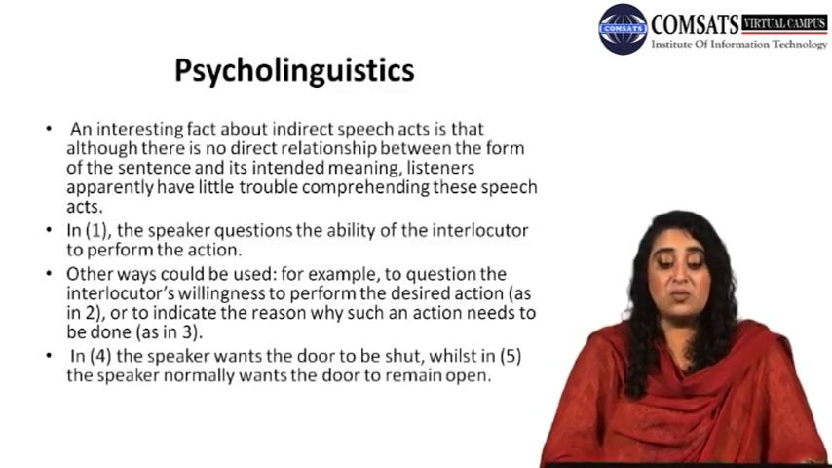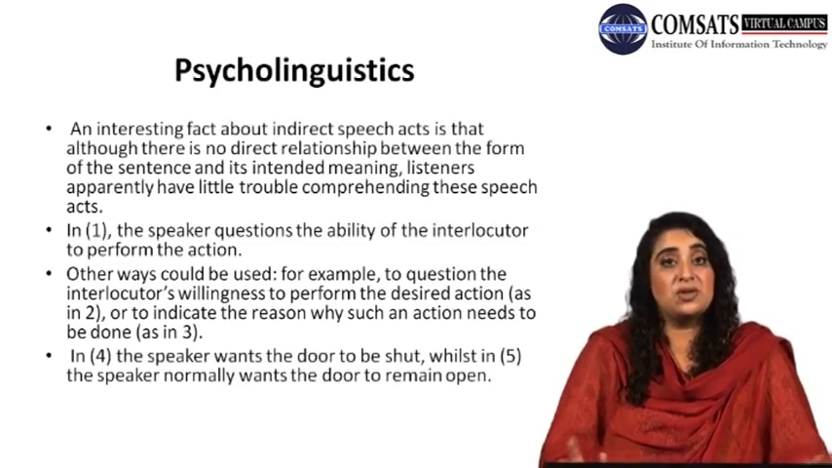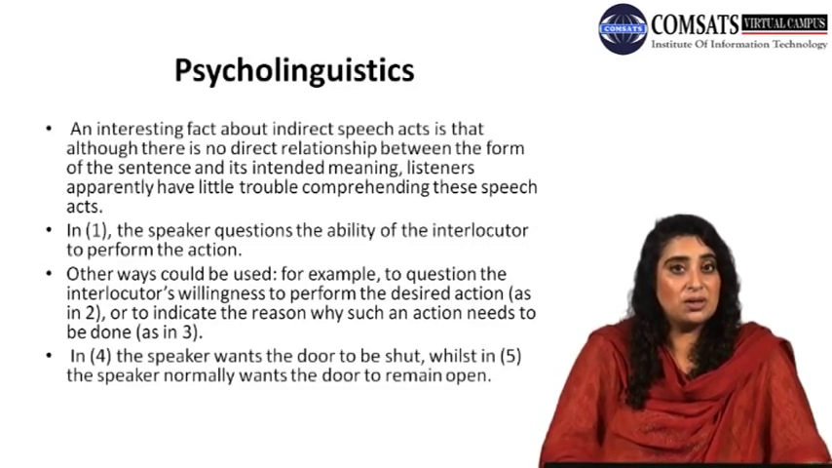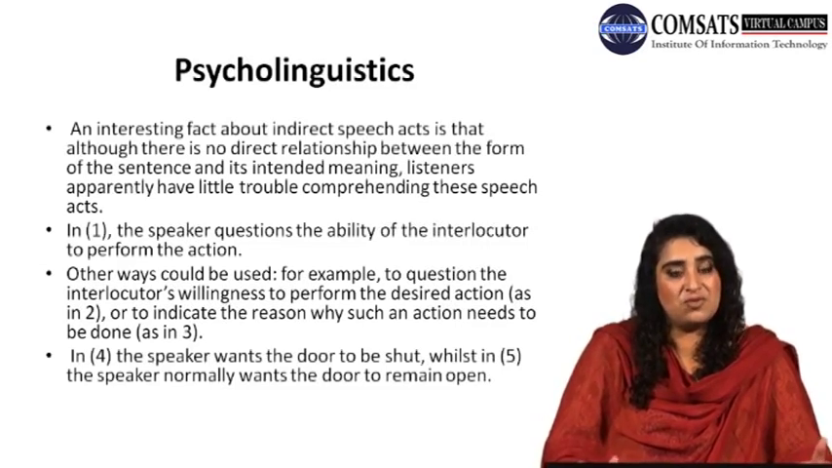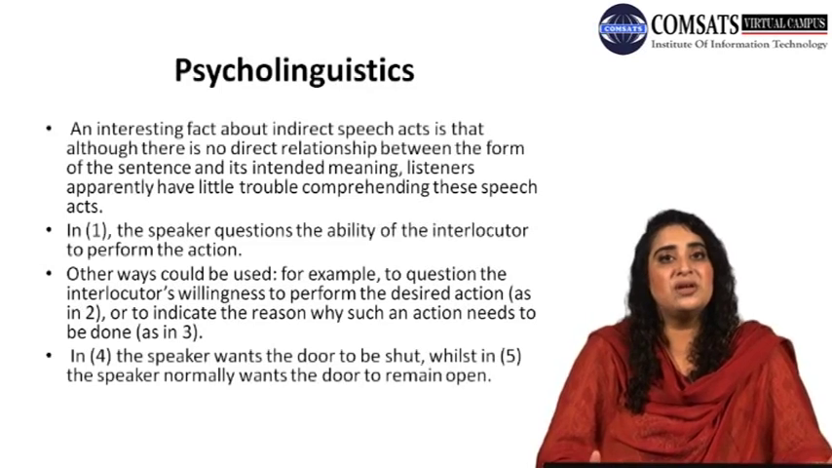Or in 4, the speaker wants the door to be shut. 4th में वो ये चीज़ स्पीकर कन्वे कर रहा है कि उसको दरवाज़ा बंद चाहिए. Whilst in 5, the speaker normally wants the door to remain open. So 5th में जब उसने कहा कि must you shut the door, क्या लाजमी है दरवाज़ा बंद करना. So indirectly मैं इस स्पीच में कहना ये चाह रही हूँ कि मुझे दरवाज़ा खुला ही चाहिए, बंद नहीं करना. So this is how we perceive language.